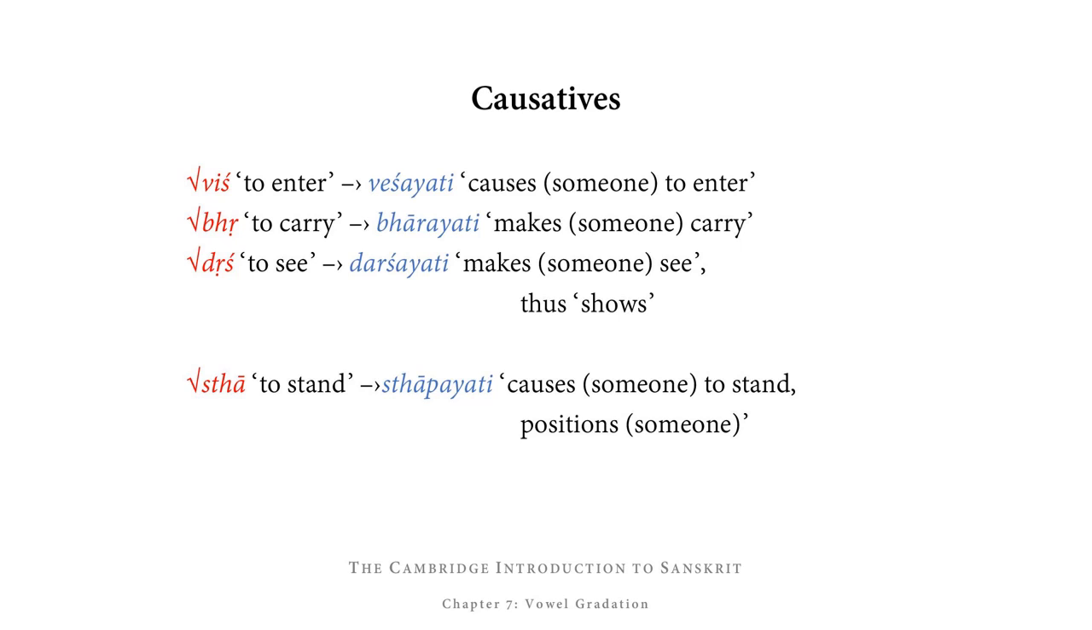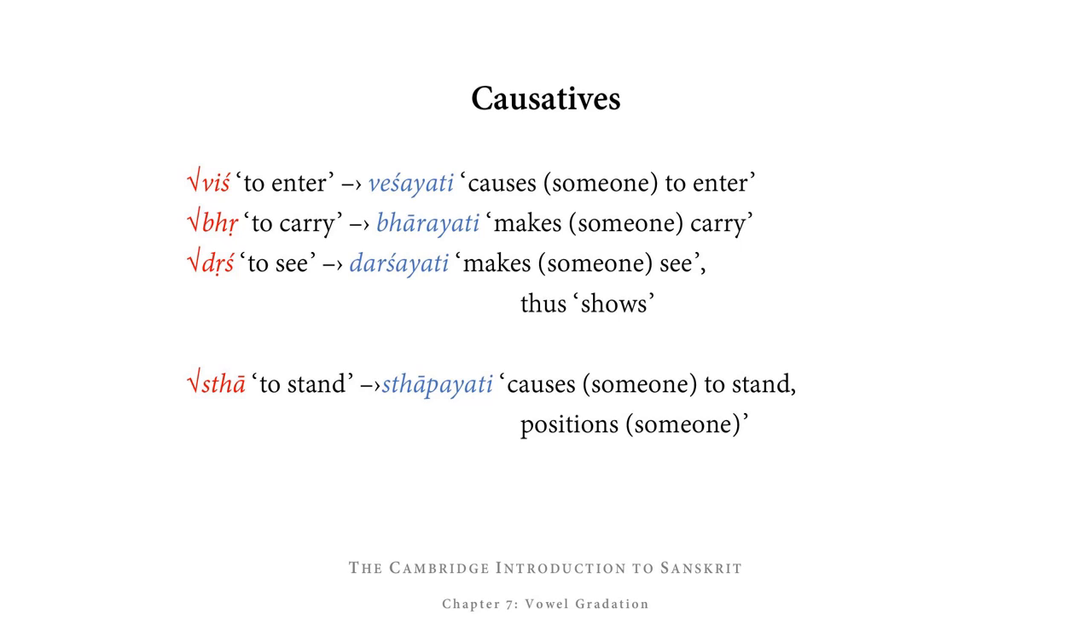These forms based on verbs that are not class 10, but that strengthen their roots and add aya are so-called causatives, and they mean to cause someone to do whatever the main verb is about. So to cause someone to enter, cause someone to carry, cause someone to see.